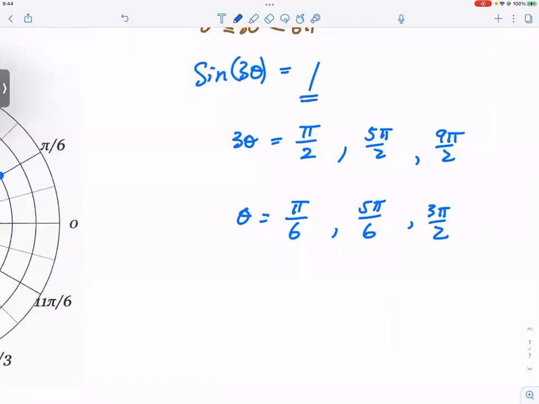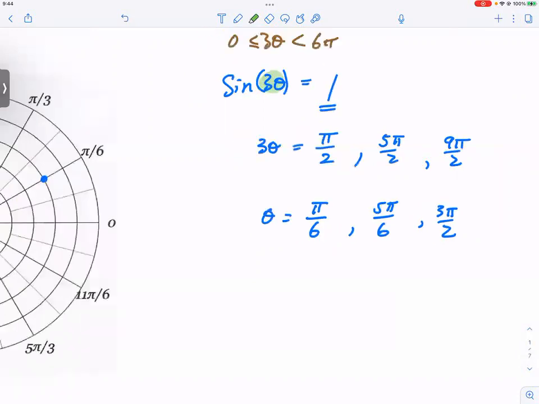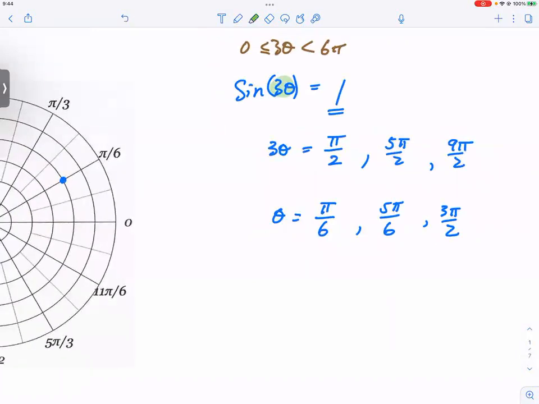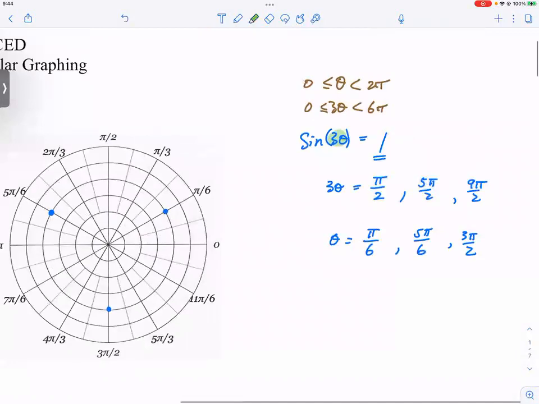Sine of what would give you 1? Pi over 2. And then you do the additional revolution. This one, because that gives you the maximum r.